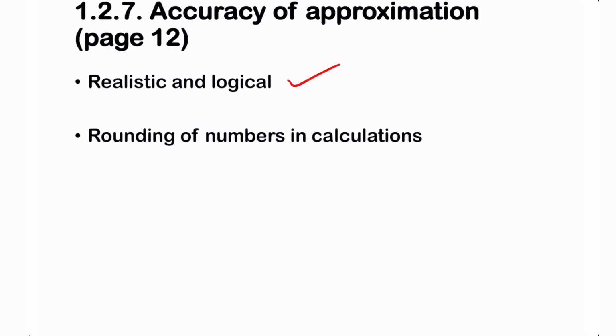It needs to be realistic and logical. The rounding of numbers in calculations: when the population of a country is stated as 56 million, which is approximately South Africa's population, it is quite possible that this figure has been rounded to the nearest million. We would therefore say that the country's population is 56 million, or so, so the number would be expressed as plus minus 56 million people, which is an estimate of the population.